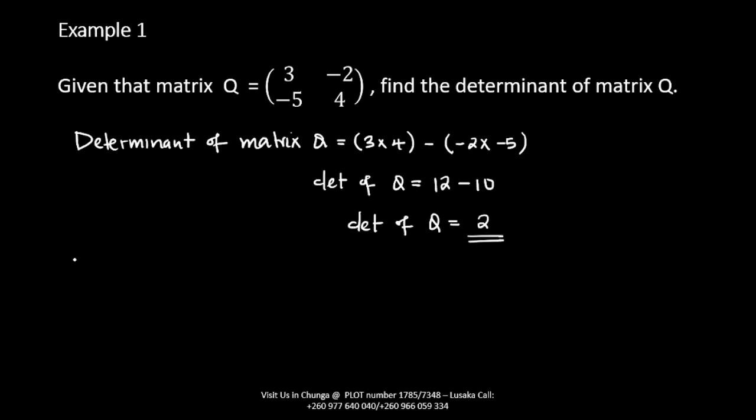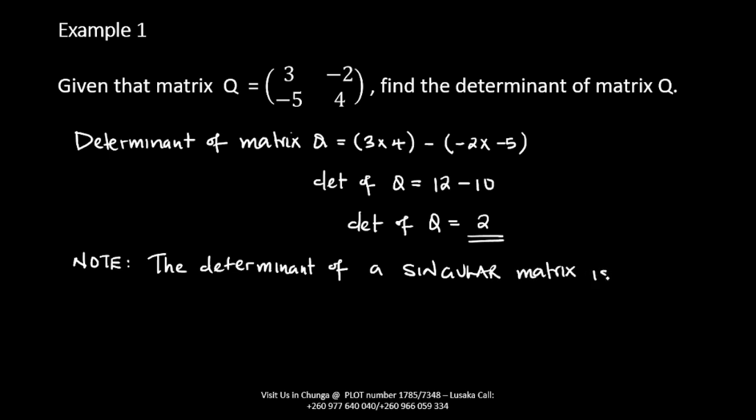Now, kindly take note that the determinant of a singular matrix is 0. Okay, so the key word to look at is singular. The moment they just mention in a question that this matrix is a singular matrix, just know that that matrix has a determinant of 0.